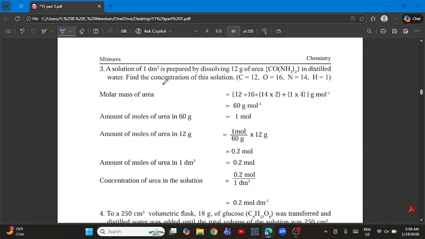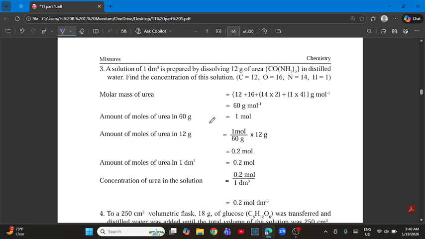1 dm3 is prepared by dissolving 12 gram of urea in distilled water. Find the concentration. So in 1 dm3 means 1 liter, 12 gram of urea there. So you have to find how many moles of urea are there. So molar mass is 60, you have to find it out.